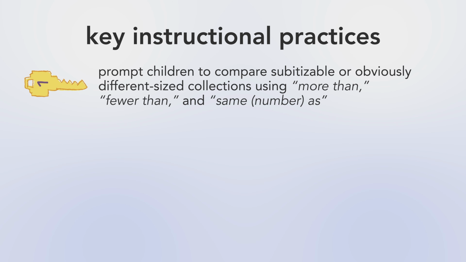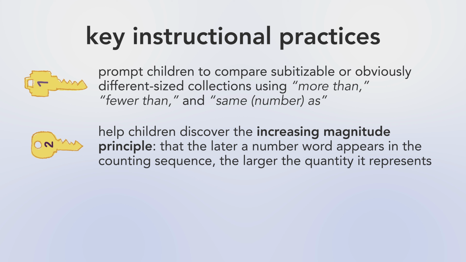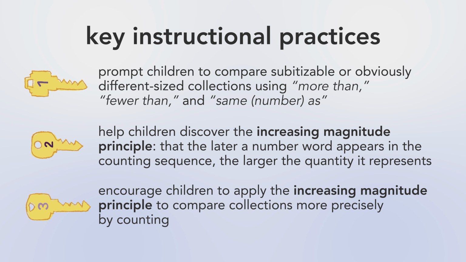The key instructional practices include: prompt children to compare subitizable or obviously different-sized collections using more than, fewer than, and same number as. Help children discover the increasing magnitude principle, that the later a number word appears in the counting sequence, the larger the quantity it represents. Encourage children to apply the increasing magnitude principle to compare collections more precisely by counting.